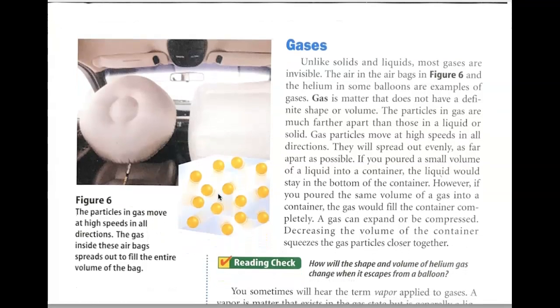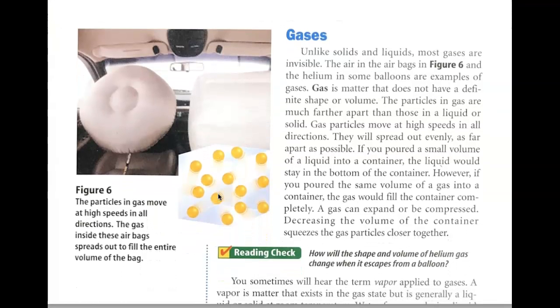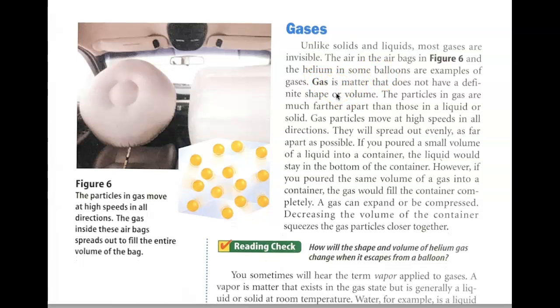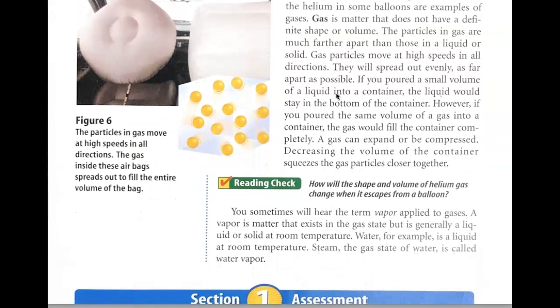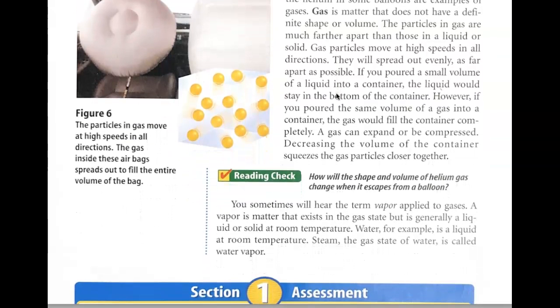All right, so move on to our last one here too. Gases. Unlike solids and liquids, most gases are invisible. The air in airbags and the helium in balloons are examples of gases. Gas is a matter that does not have a definite shape or volume. The particles in gas are much farther apart than those in a liquid or a solid. Gas particles move at high speeds in all directions, and they will spread out evenly as far apart as possible.